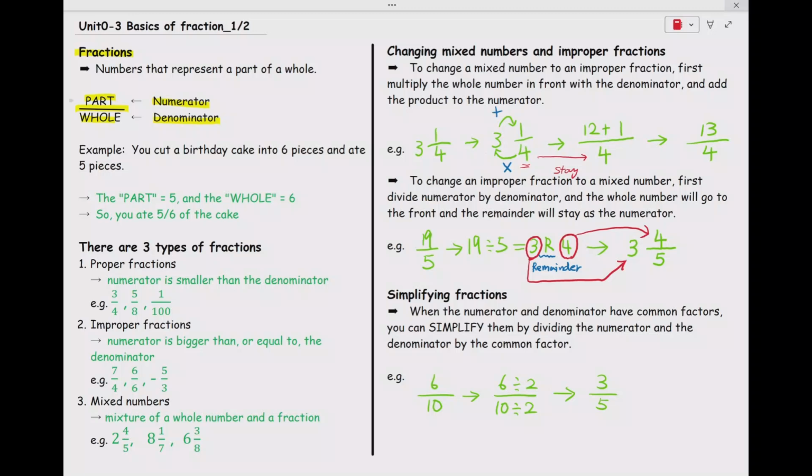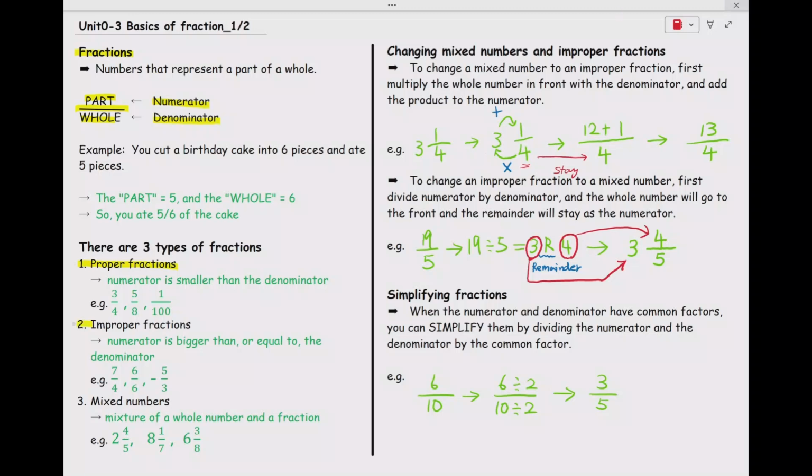There are 3 types of fractions. The first type is called proper fractions. Proper fractions refer to those for which the numerator is smaller than the denominator. For example, 3/4, 5/8, or 1/100th.